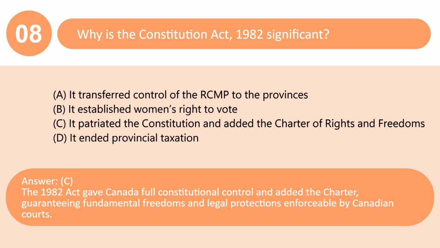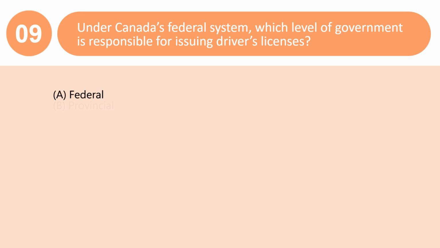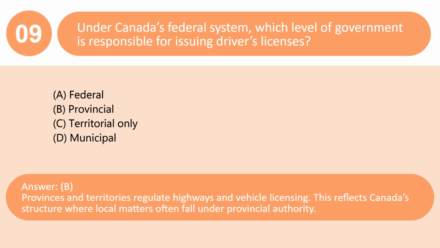enforceable by Canadian courts. Under Canada's federal system, which level of government is responsible for issuing driver's licenses? A. Federal. B. Provincial. C. Territorial only. D. Municipal. Answer: B. Provinces and territories regulate highways and vehicle licensing. This reflects Canada's structure where local matters often fall under provincial authority.